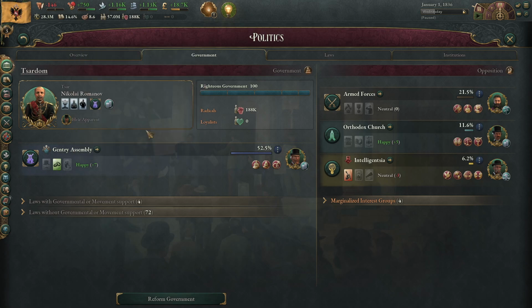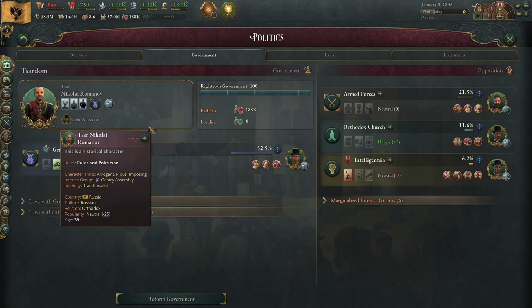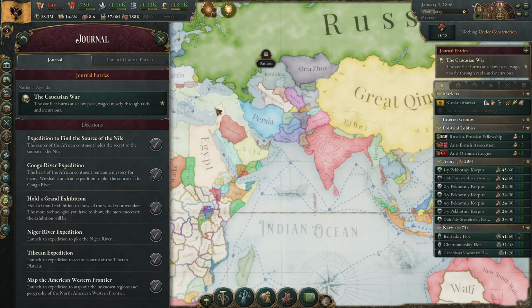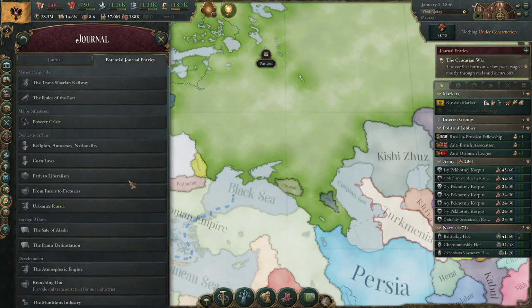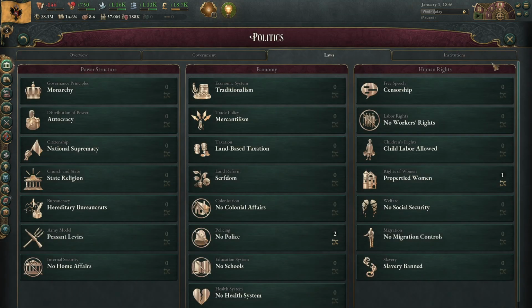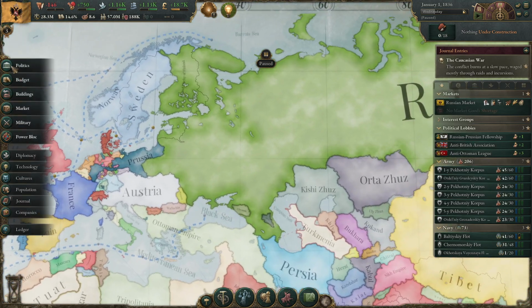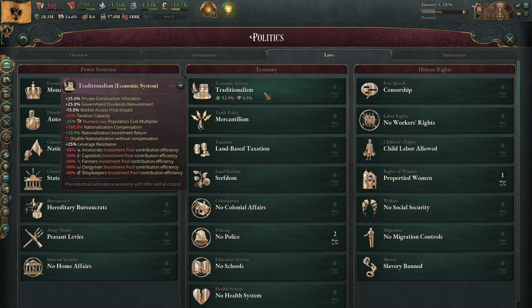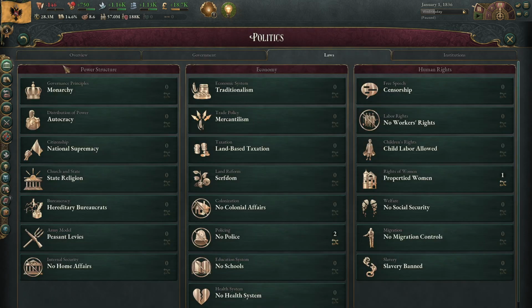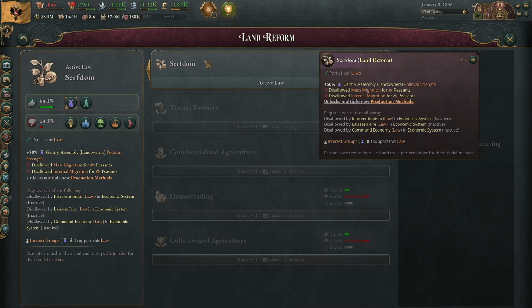So the last important one, how you can get a lot of loyalists and radicals, is different kinds of journal entries, which are kind of like missions. For example, this law here is a very important one. The Corn Law is like a stepping stone for developing nations like Russia, who has, if we look at our laws here, we are a huge country with a large military, but our laws are bad. We're using traditionalism, which is the worst economic law, and mercantilism, the worst trade law, and we're also using serfdom, which is the worst land reform law.